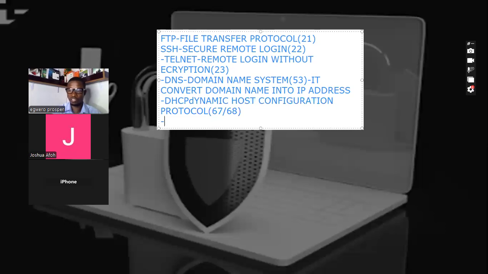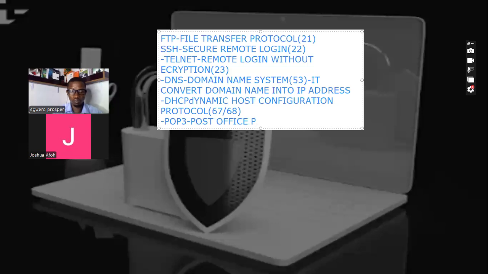So we have POP3, which means Post Office Protocol. And this one uses port 110. Using port 110. All right. So we have discussed the main protocols and their ports. Any questions so far before we look at the next subtopic?